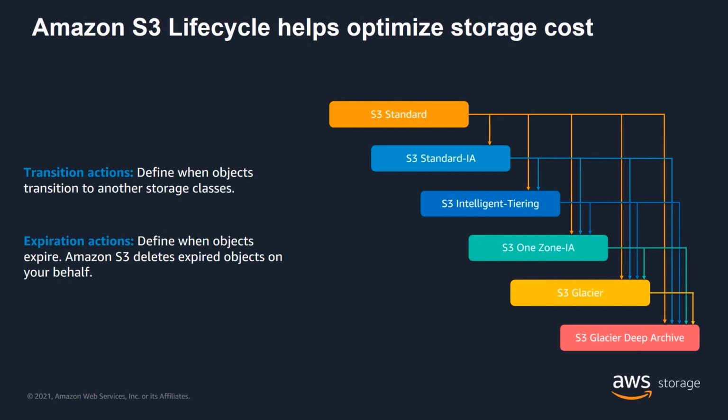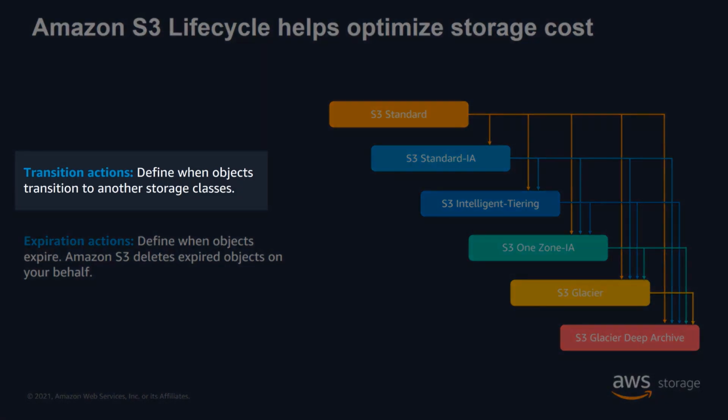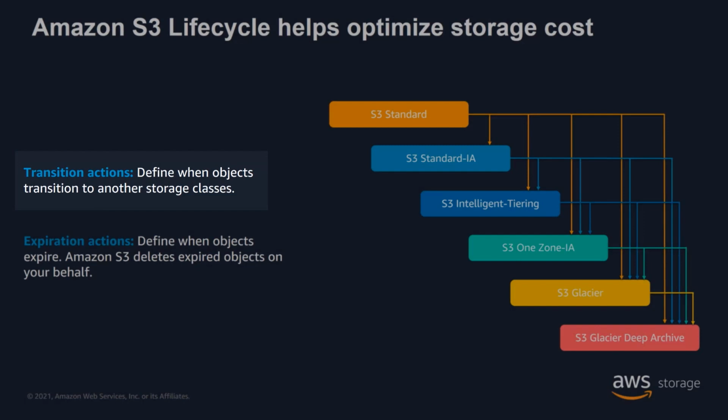To manage your objects so that they are stored cost-effectively, configure their S3 lifecycle. An S3 lifecycle configuration is a set of rules that define actions that S3 applies to a group of objects. There are 2 types of actions. Transition actions define when objects transition to another S3 storage class.